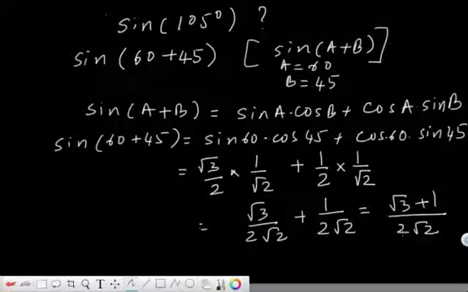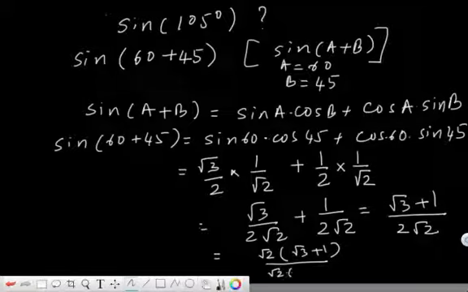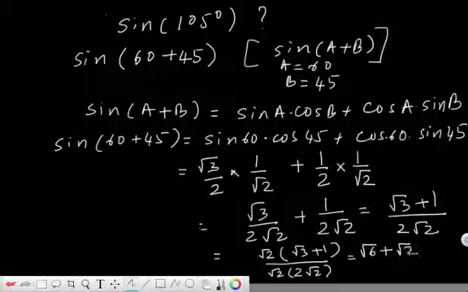We can further simplify this if you like by multiplying the numerator and denominator by root 2. So what would that make it? Root 3 plus 1 times root 2 by root 2 times 2 root 2, which is equal to root 6 plus root 2 by 4. So sine 105 is equal to root 6 plus root 2 by 4.